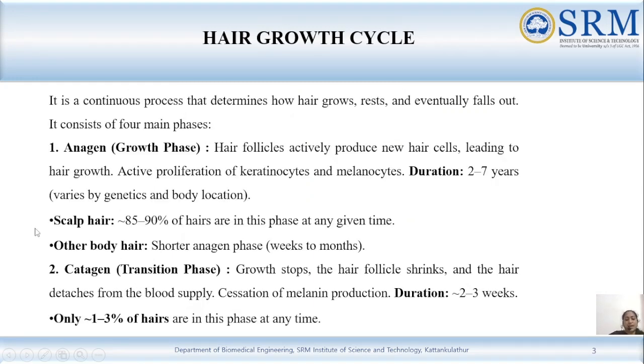The next phase is the catagen phase, which is the transition phase. In this phase the hair hasn't completely stopped growing, but it is proceeding towards that. Slowly the hair growth is stopping, the hair follicle starts to shrink, and the hair is detaching from the blood supply. There is also a cessation of melanin production, or color production. This phase usually lasts around 2 to 3 weeks, and around 1 to 3% of hair is always in this phase.